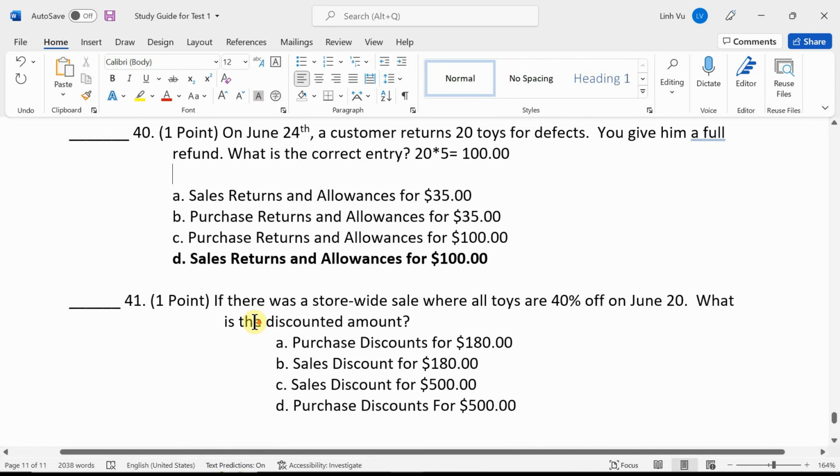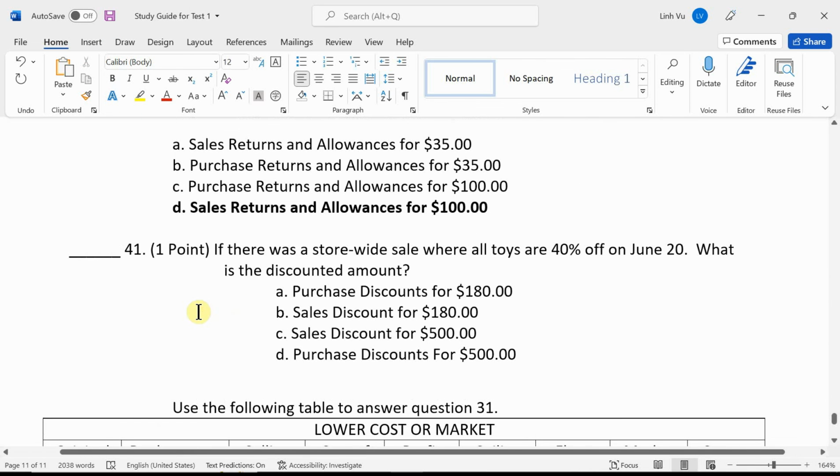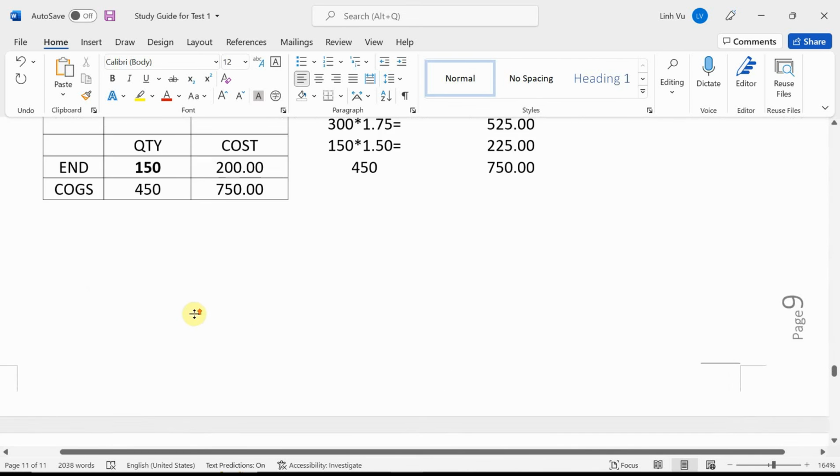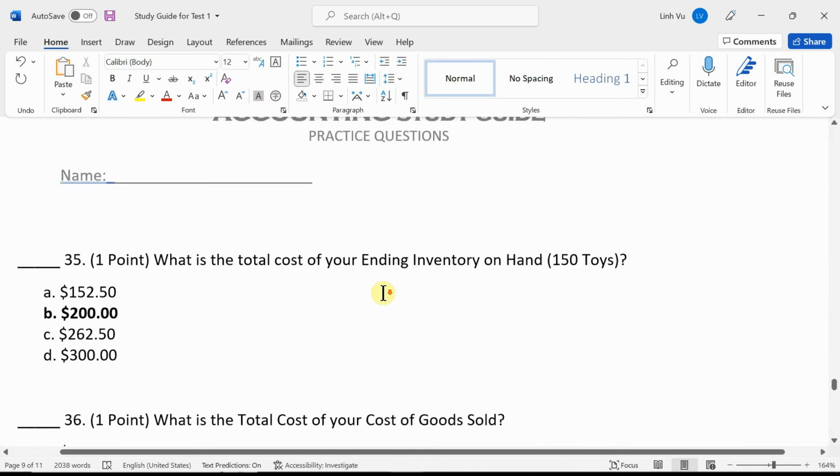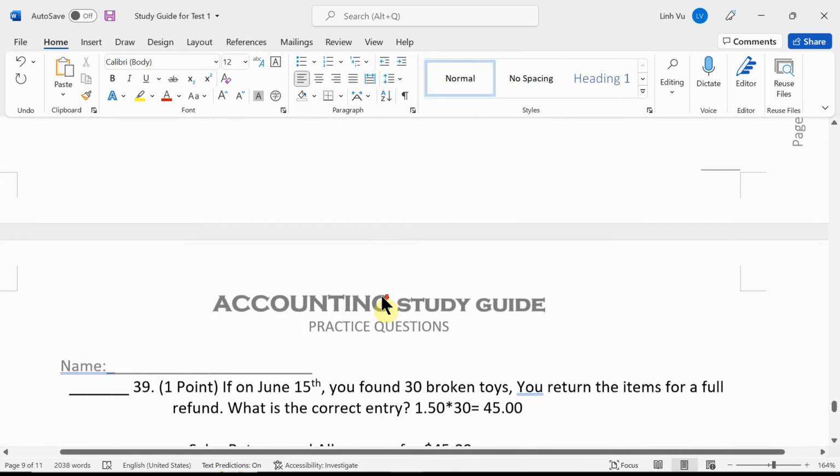Okay. And then last question here, 41. If there was a store-wide sale where all toys are 40% off on June 20th, then what is the discounted amount? So in this case, let's refresh our minds again. If on June 20th we sold a total of 250 toys at $5 each, and there's a 40% discount, how much is the grand total discounted amount?